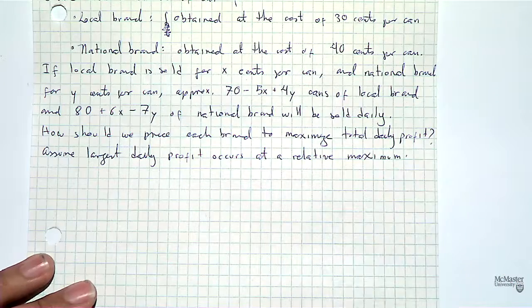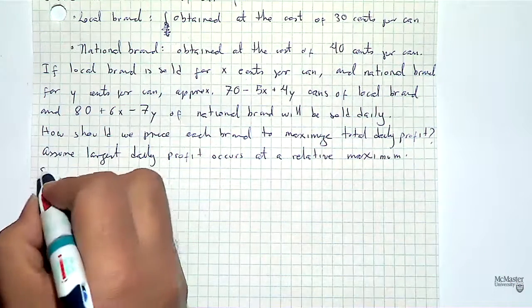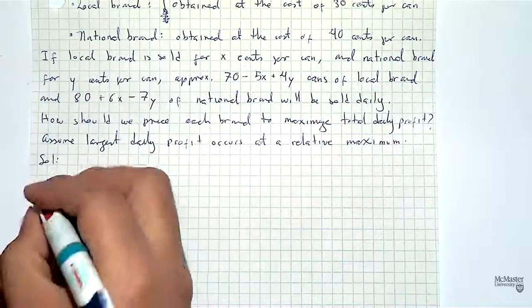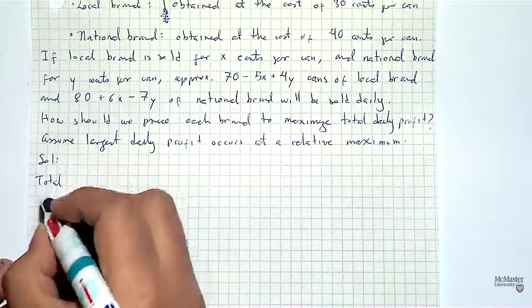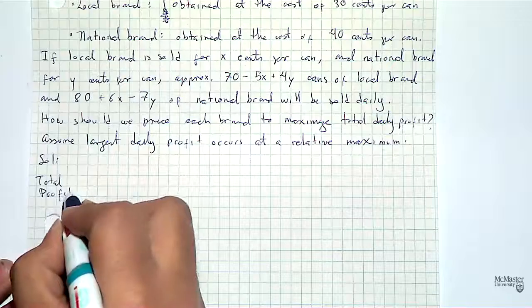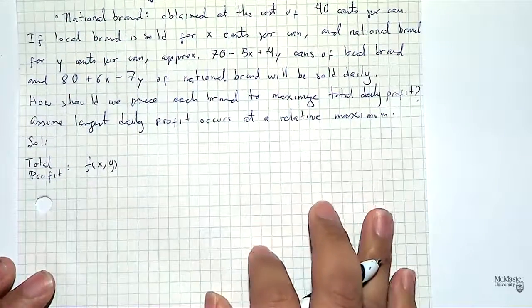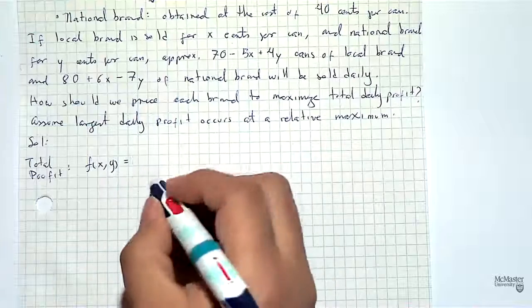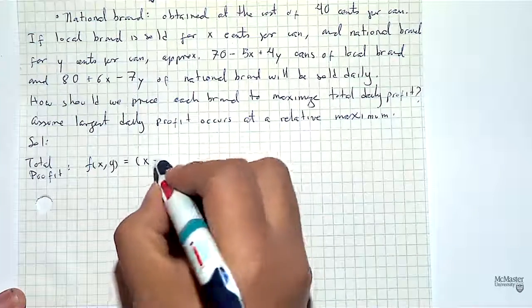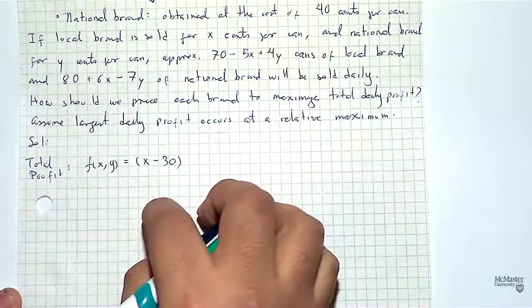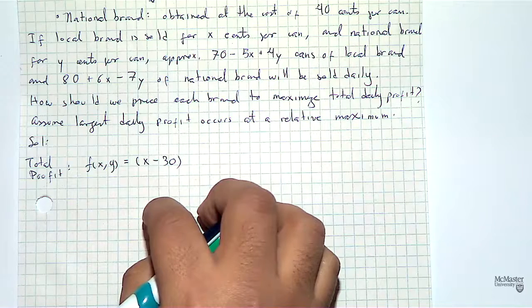So the solution goes like this. If I want to define an equation for the total profit, or at least a function, which we will call f, just keep it in mind. First of all, I have the factor x minus 30, because that's the difference between the price I bought it and the price I will sell it.